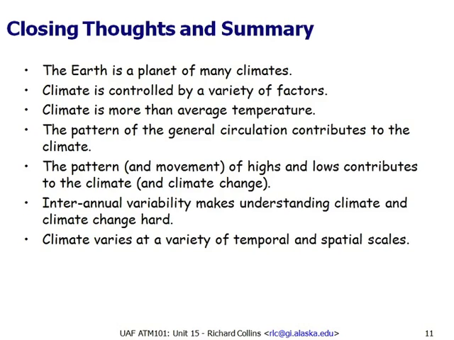Climate is controlled by a variety of factors. Climate is more, as I say, just an average temperature. The pattern of the general circulation contributes to the large climate zones, the rainy weather we get in the Aleutians, the great desert regions we get around the world. The pattern and movement of highs and lows contributes to the climate, and we see that in the seasonal changes in climate, in great climate systems like the monsoons.